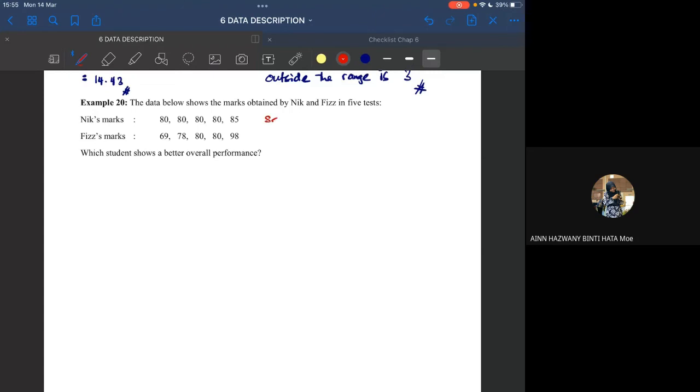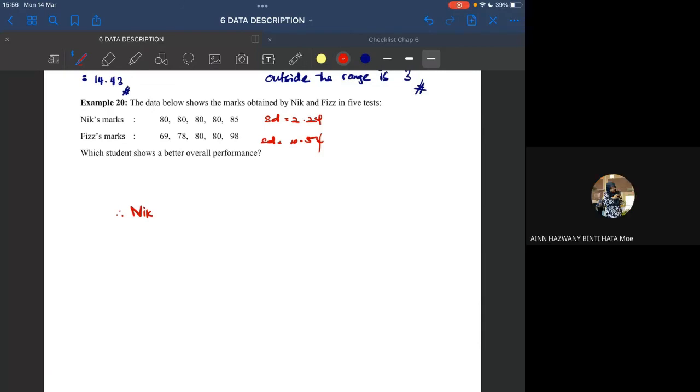Standard deviation untuk Nick is equals to 2.24. Untuk Fiz standard deviation is 10.54. So what do you think? Which student shows a better overall performance? Is it Nick or Fiz? Nick. Sebab apa? More consistent. Betul, more consistent.